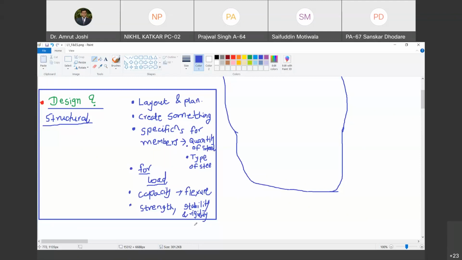Okay. So if there are no further responses, let us now try to look at each of the answers, each of the points that are given by the class, one by one. So somebody said that structural design is a layout and plan. So while I do that, I need Raj to be unmuted. Raj, are you there? Yes, sir. So layout, somebody said that it is layout and planning.